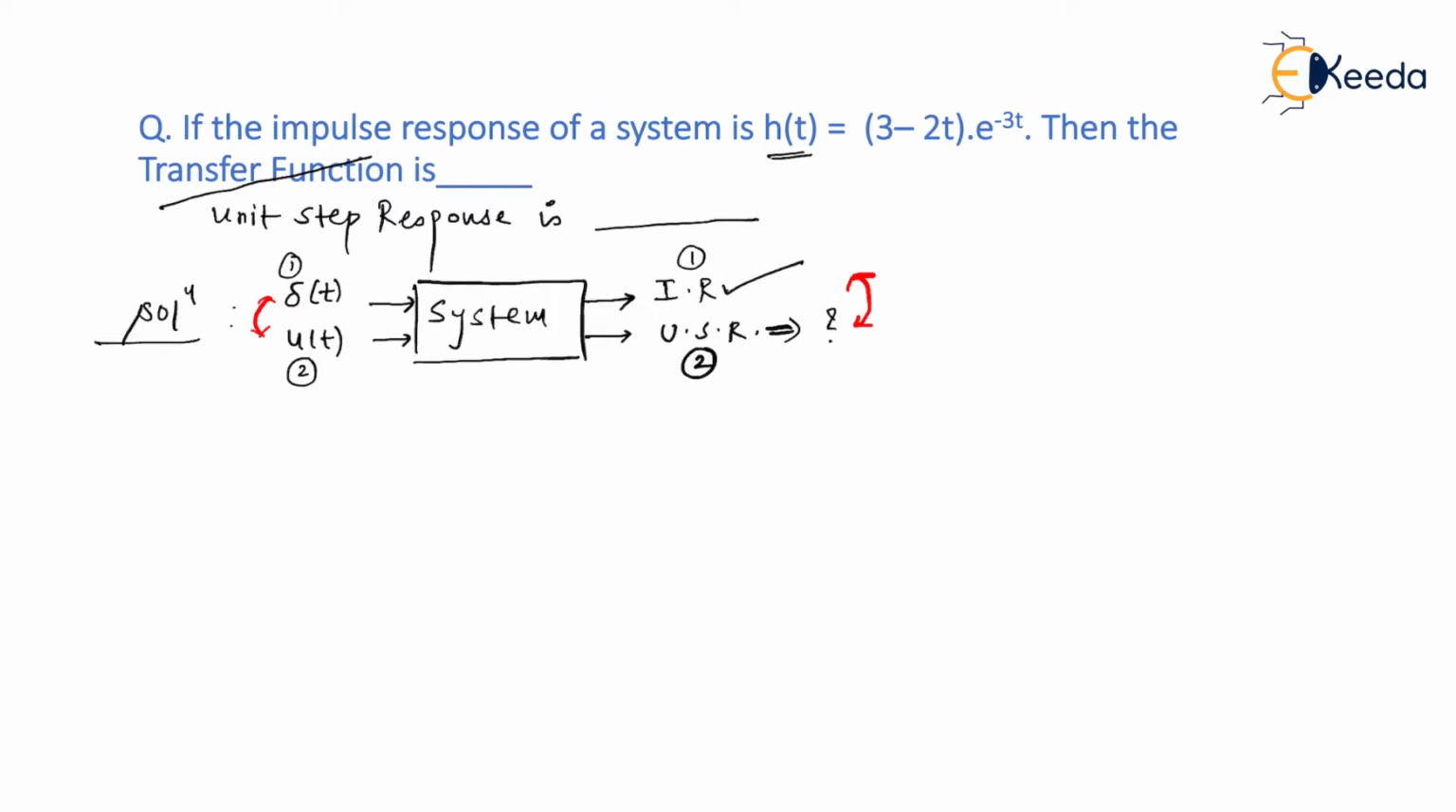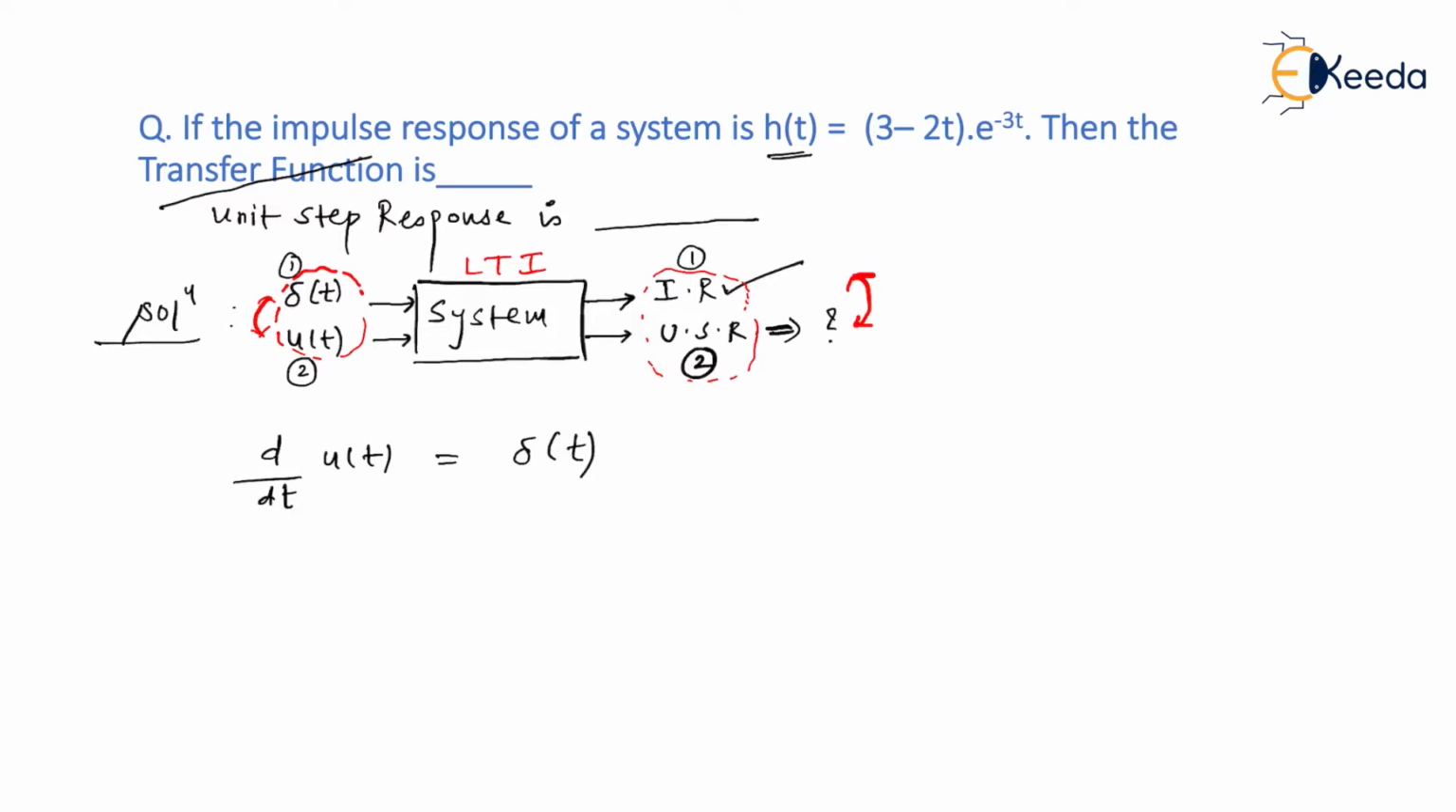I'm going to find some relation between inputs. If I get relation between inputs, the same relation is applicable to outputs also, because the system is by default LTI system, that is linear time invariant system. So let me remind you, derivative of u of t is nothing but del of t. Please don't forget this. Derivative of u of t is nothing but del of t.